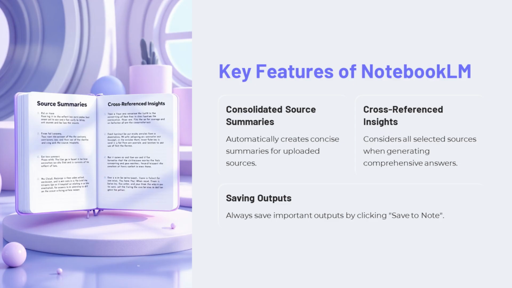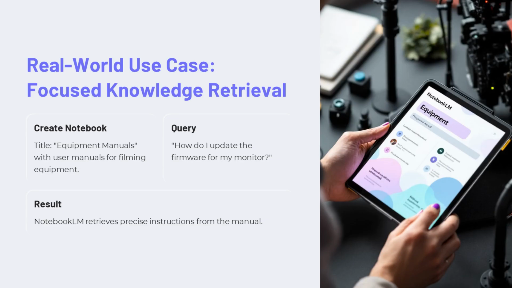3. Saving outputs. Always save important outputs by clicking Save to Note, as NotebookLM does not retain unsaved data upon closing a session. Example. A notebook titled Equipment Manuals, containing user manuals for filming equipment. Query. How do I update the firmware for my monitor? Result. NotebookLM retrieves precise instructions directly from the manual. Pro tip. If a website blocks NotebookLM from being added as a source, simply copy and paste its content manually.